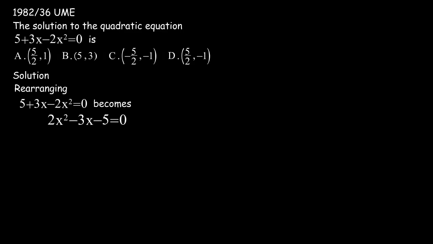Now for a question in which a is not 1, and in our example a is equal to 2, instead of looking for two numbers which when we multiply them give us minus 5, and when we add them give us minus 3, we are first of all going to multiply the value of a and c, in this case 2 and minus 5. So multiplying 2 times minus 5 will be equal to minus 10.